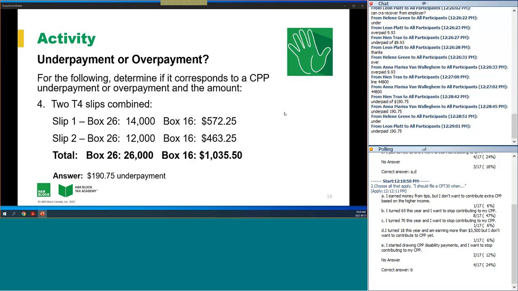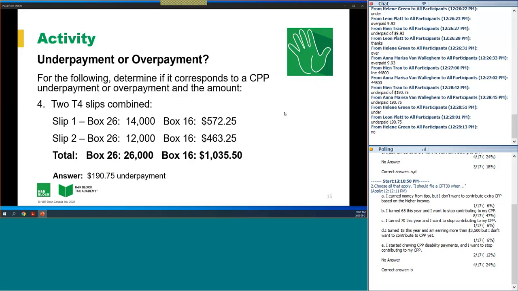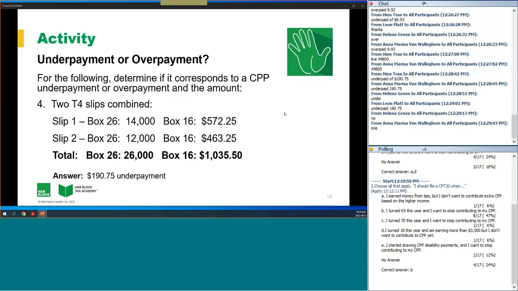Now, did the employers do anything wrong? Well, very, very quickly, if I look at the first employer and I say 14,000 minus 3,500 times 0.0545, I get 572.25. First employer is perfect. If I do the same for the second employer, they are also perfect. Does anyone know why there was a problem? How many basic exemptions are you allowed to get? Is it a basic exemption per employer or per all of your income?